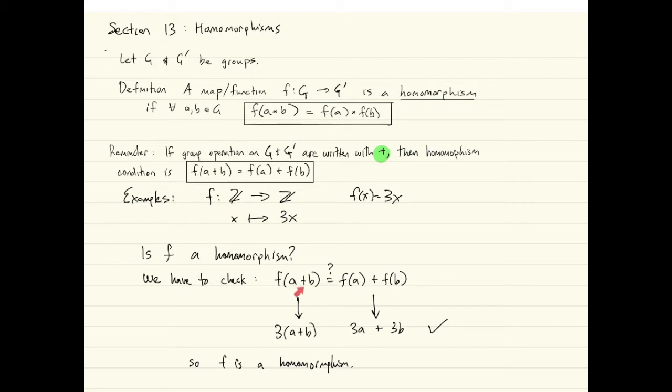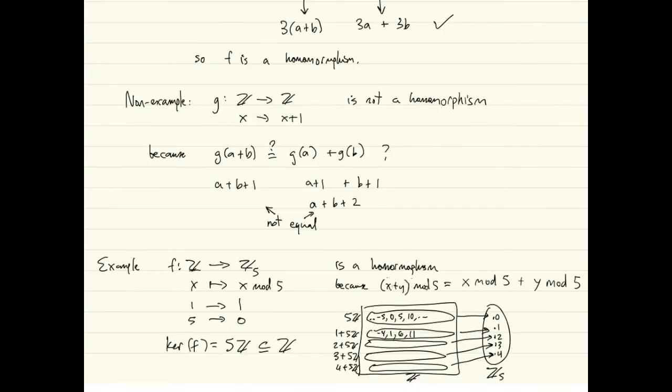So we have to check, is f of A plus B equal to f of A plus f of B? Well, f of A plus B is 3 times A plus B, since the function f takes x as input and multiplies it by 3 and gives that as the output. On the right-hand side over here, f of A is 3a, f of B is 3b, and so the question becomes, is 3 times a plus b equal to 3a plus 3b? And that is indeed the case because of the distributive law for integers, and so we conclude that f is indeed a homomorphism. Now let's look at a non-example of a homomorphism.